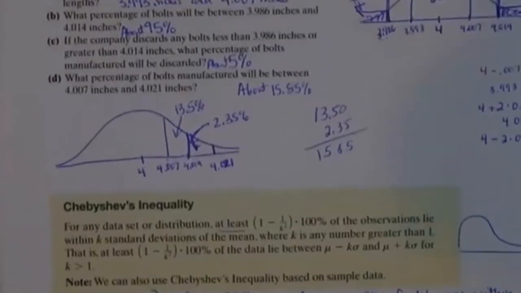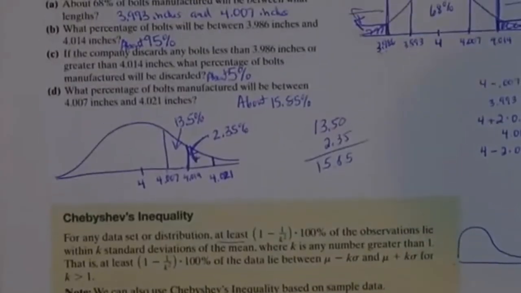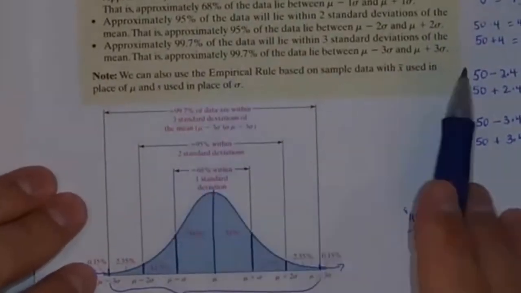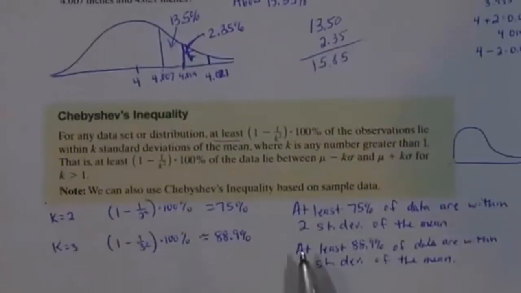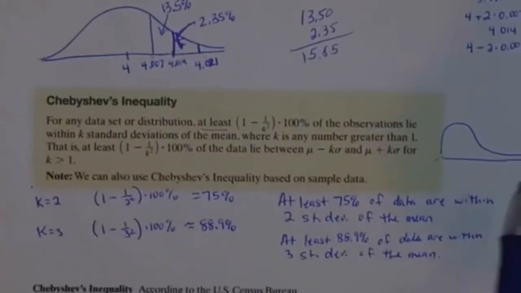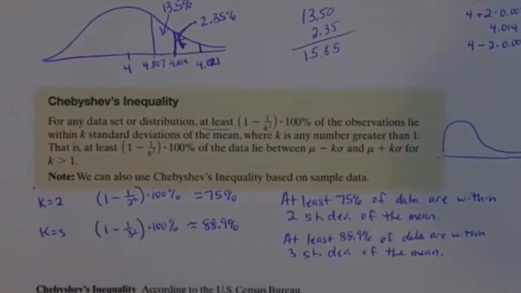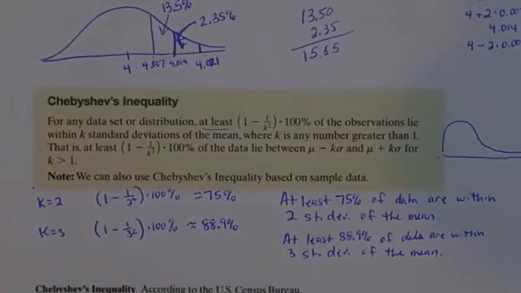So again, if it's a bell-shaped distribution, the empirical rule would tell us that about 99.7% of the data is within 3 standard deviations. Chebyshev's inequality says even if it's not even close to being bell-shaped, it's at least going to be 88.9% of the data that's within 3 standard deviations. So that tells us between the two, somewhere between 88.9 and 99.7% of the data is going to be within 3 standard deviations of the mean. How much depends on how close to bell-shaped.